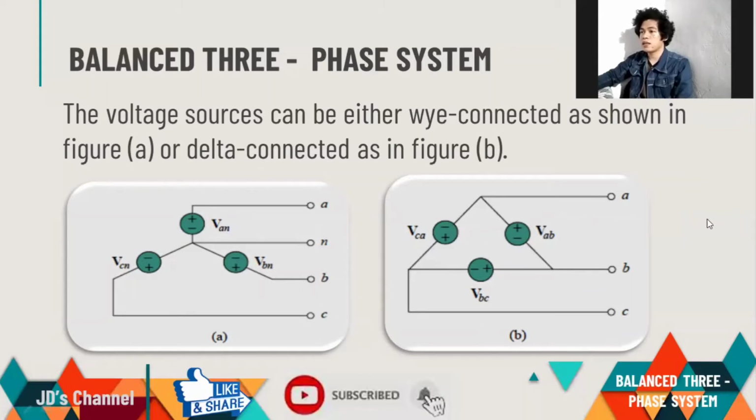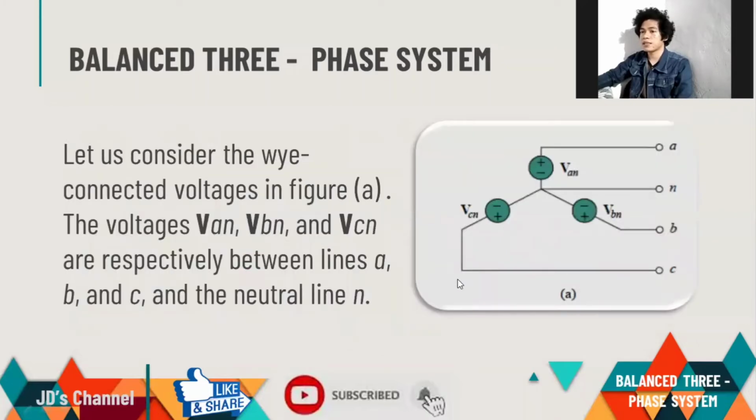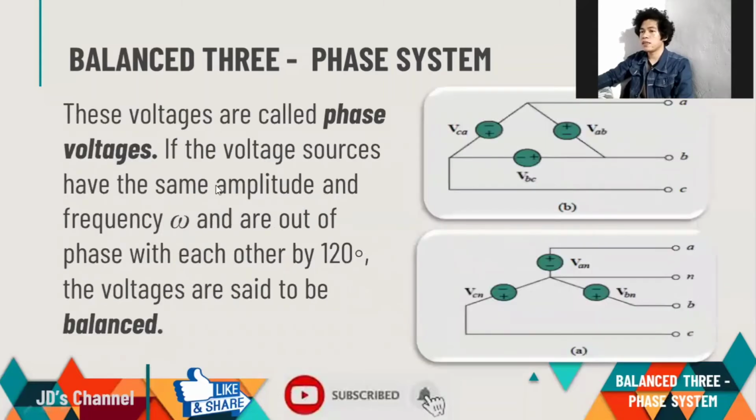So, next one, para mas maunawaan pa natin class yan. Let us consider Y-connected voltage in figure A. So, ito, let's say, ito yung ating Y-connected natin. The voltages VAN, VBN, VCN are respectively in line. So, meron tayong linya A, B, and C, and the neutral line. Yan yung mga parts po. These voltages are called the phase voltages.